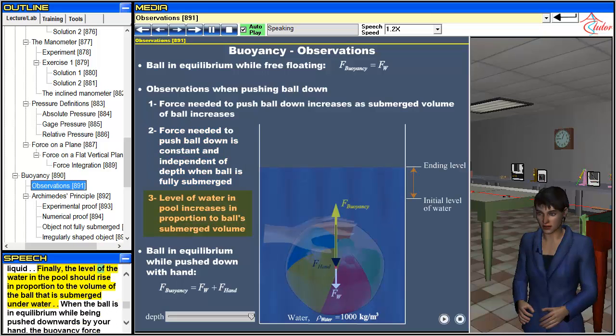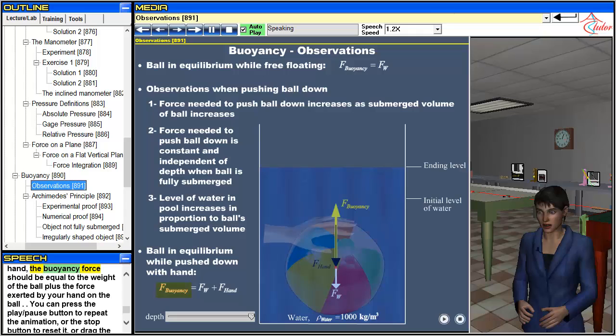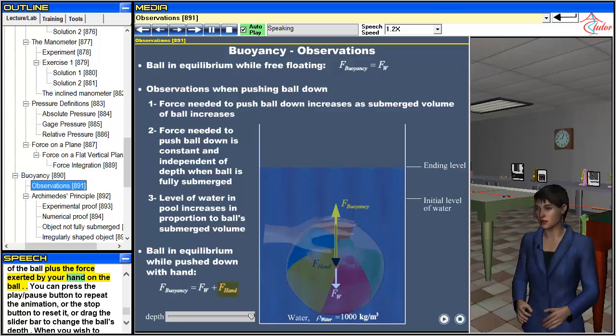Finally, the level of the water in the pool should rise in proportion to the volume of the ball that is submerged under water. When the ball is in equilibrium while being pushed downwards by your hand, the buoyancy force should be equal to the weight of the ball, plus the force exerted by your hand on the ball.